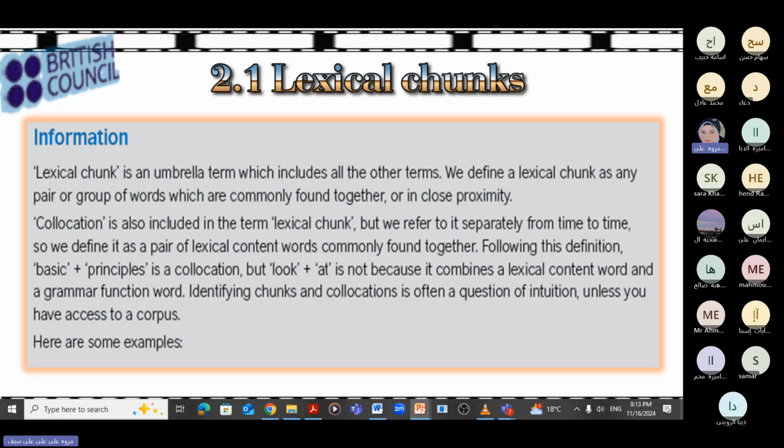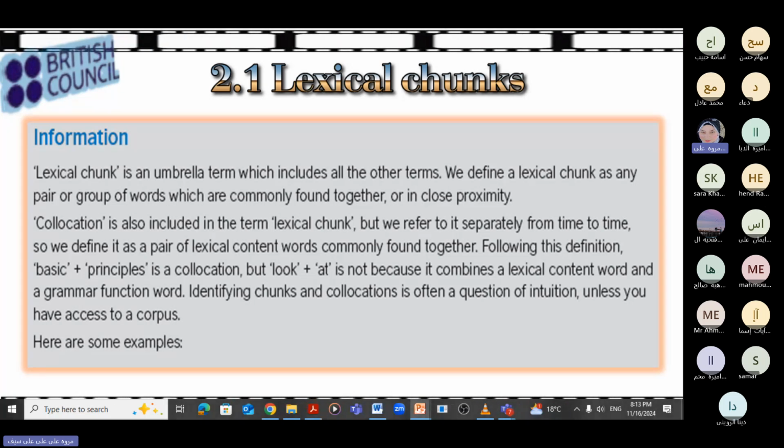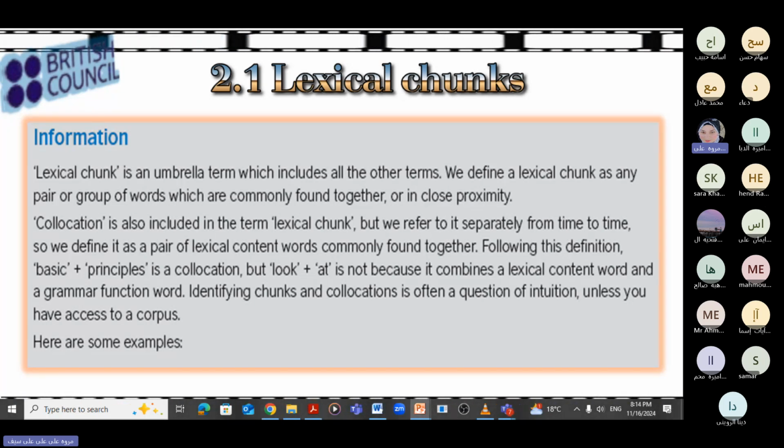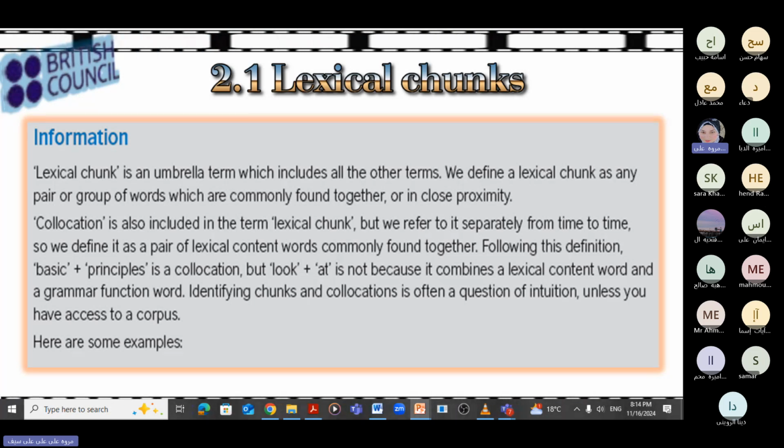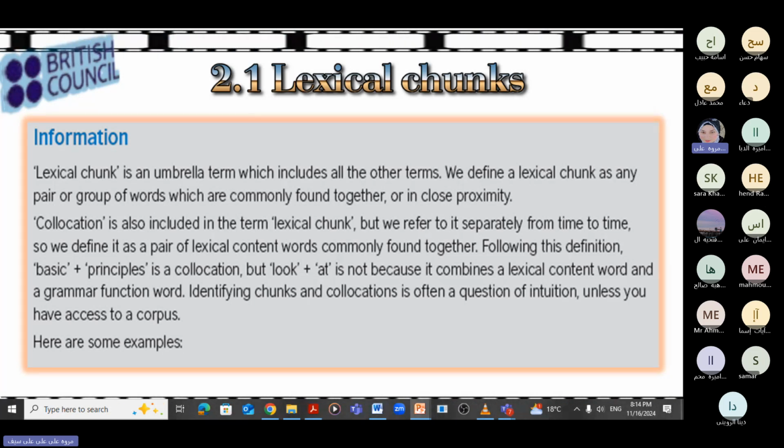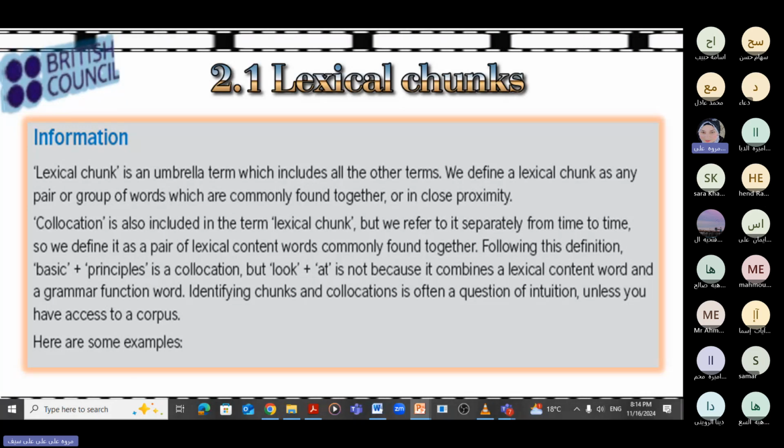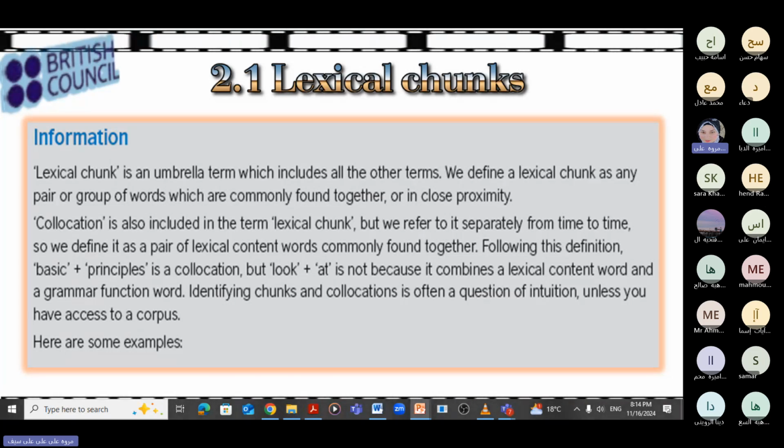Okay, so they also say that to have a collocation, we have to have two content words, two words conveying meaning. But in the example of the phrasal verb "look at," we have just one word conveying meaning, the content word "look." But we have the preposition "at," which acts as a grammar word. It's a preposition, so it's a grammar function word. We cannot say it's a content word.